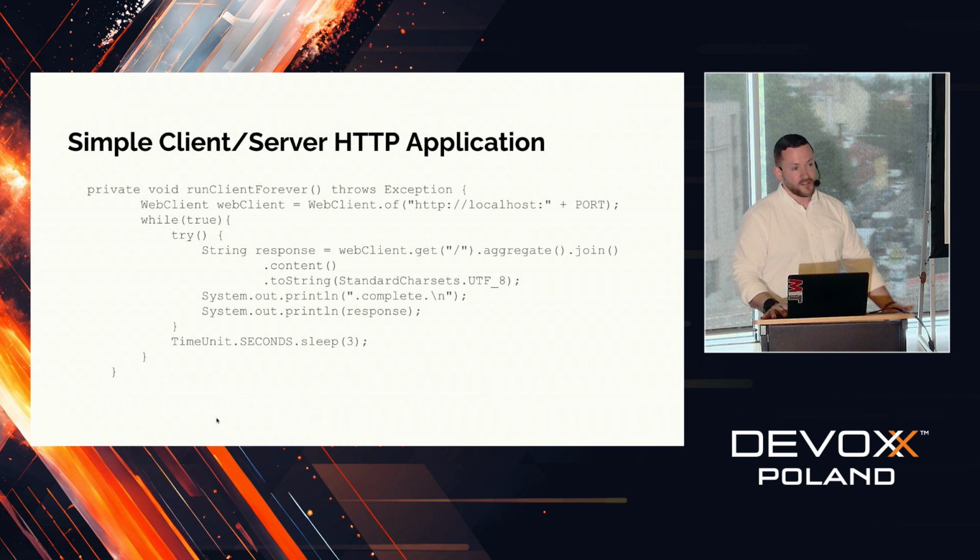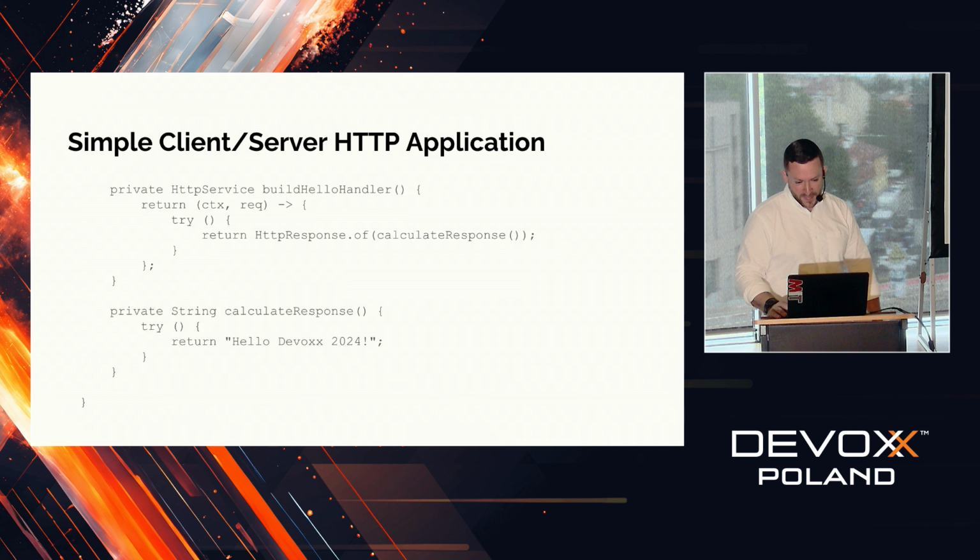Now the client is just going to call the server. Very, very simple, right? Client-server relationship here. Every 3 seconds, just call out to it, and are we getting success or not, right? The server is going to call a private function called calculate response, and that's just going to be a string, right? Hello DevOps 2024.